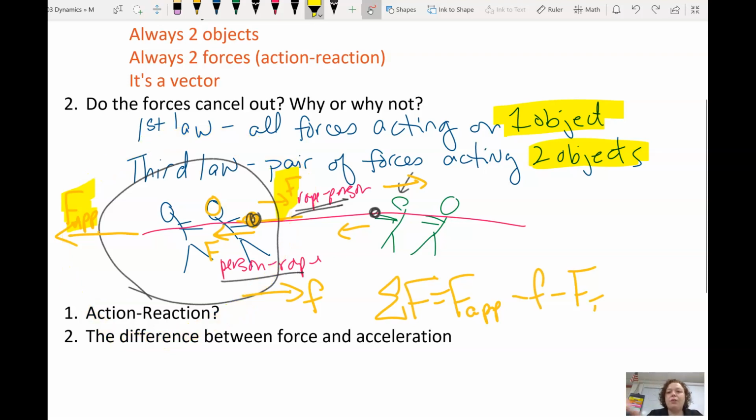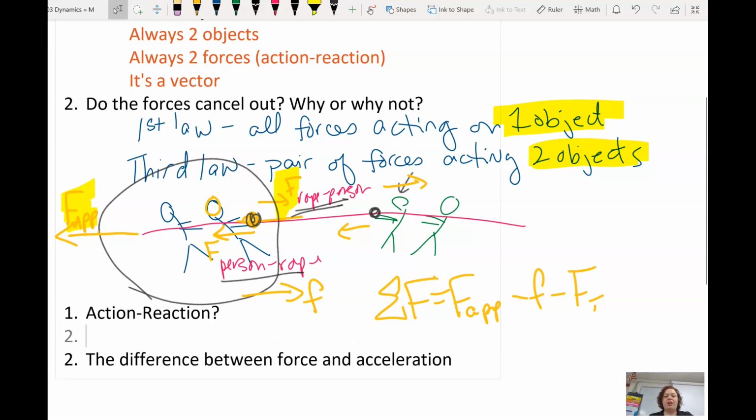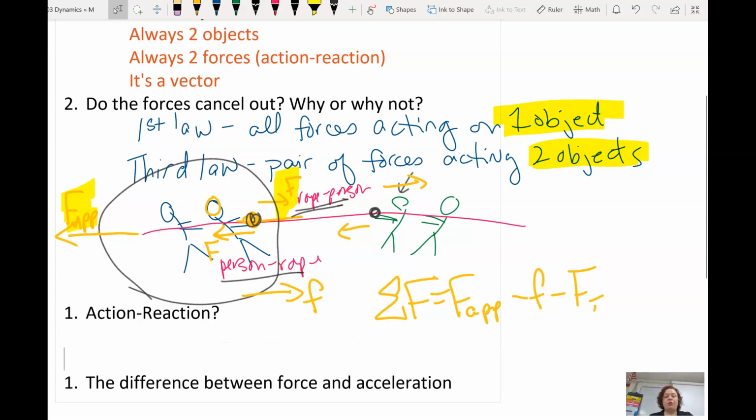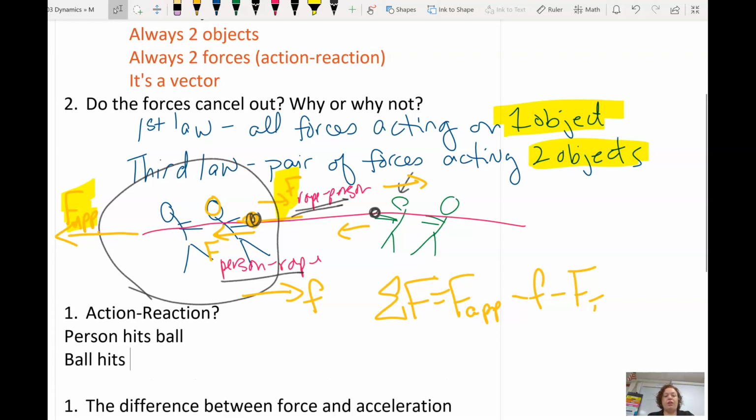Okay, next up, let's talk about action-reaction. So you heard me talking about the person on the rope, rope on the person. Action-reaction, first thing is just naming the forces. So if I hit a ball, the person hits the ball, what happens? What's the reaction? The ball hits the person.